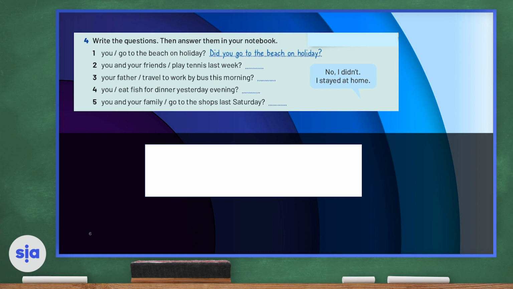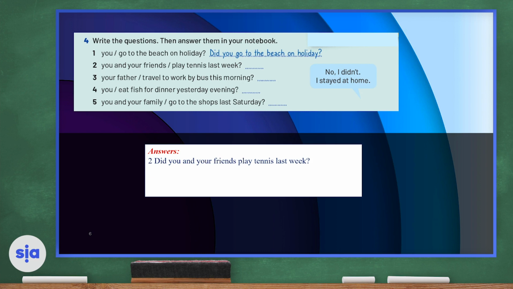And then you can answer and say, no, I didn't. I stayed home. Let's try to do number 2 together. You and your friends played tennis last week. In this case, we will say, did you and your friends play tennis last week? You must answer in your notebook. So you must answer this question. You can say, yes, I did, or no, I didn't.